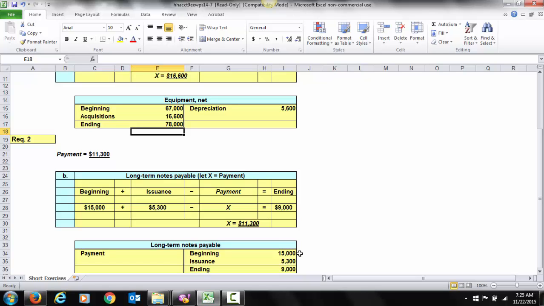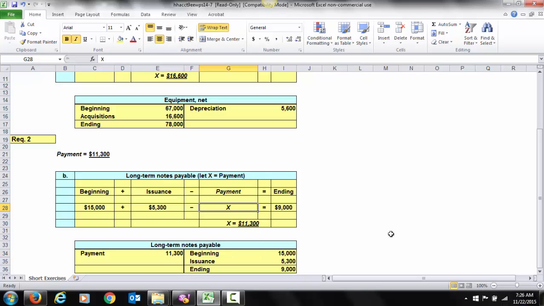The beginning balance was $15,000. Normal balance in long-term notes payable is a credit. We know that we issued a $5,300 note payable. The original entry is debit cash, credit note payable, so that's going to increase our long-term note payable. And we know that we end up with $9,000 in our long-term notes payable account. So 15,000 plus 5,300, and then we end up with 9, means that our payment had to have been 11,300.